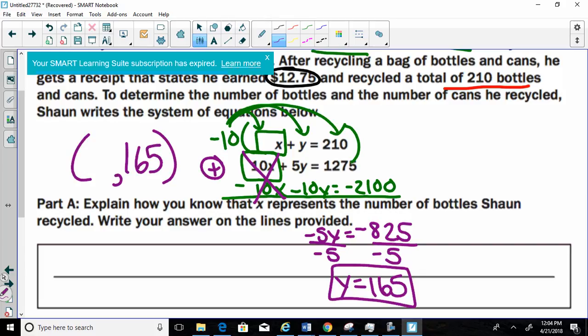Then how do I get the x coordinate? You have to do the exact same thing, but with x. You don't need to do the exact same thing. You could just plug it into one of the equations. So I could just plug in 165 instead of y and solve. You could do that, but that's a lot more work. You don't need to do all that.